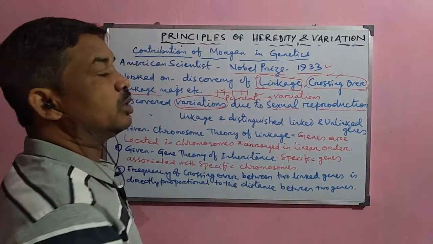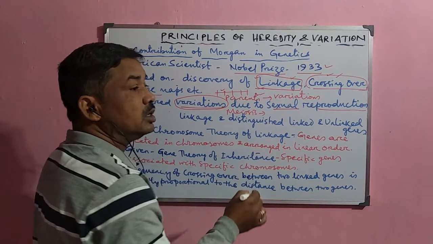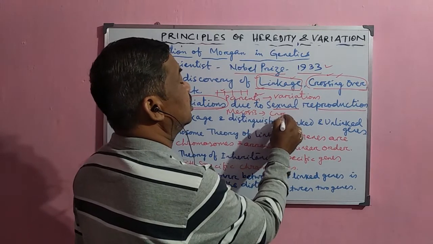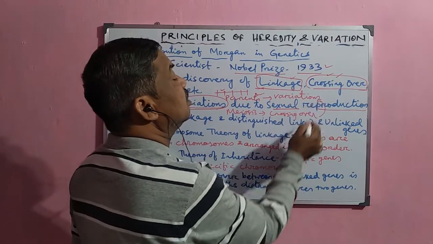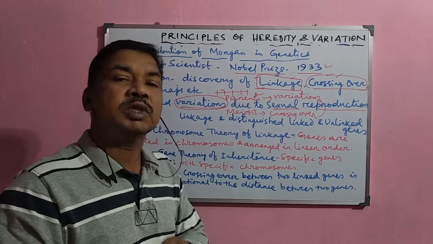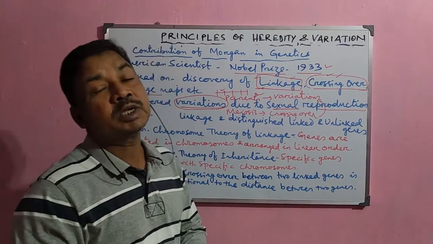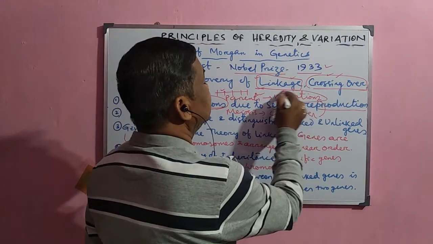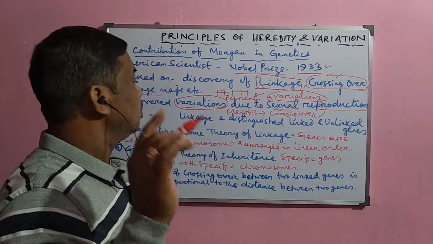And during sexual reproduction, what happens? Meiosis occurs, and during meiosis, crossing over occurs between the linked genes. Due to this crossing over, some variation occurs in the offspring. That is why the offspring are not exactly similar to their parents during sexual reproduction. In asexual reproduction, the offspring are normally genetically similar, but in sexual reproduction, the variations are due to crossing over during meiosis, when gamete formation occurs.